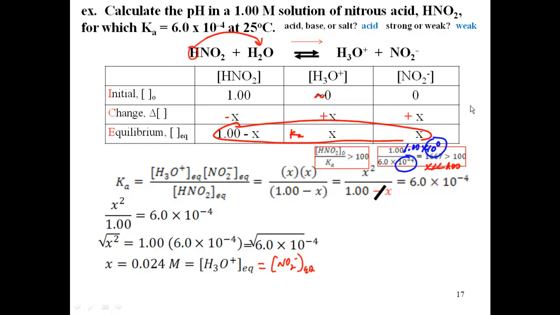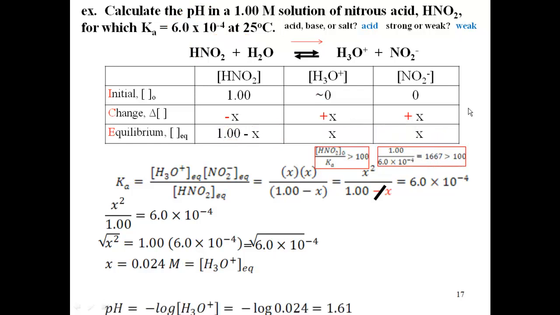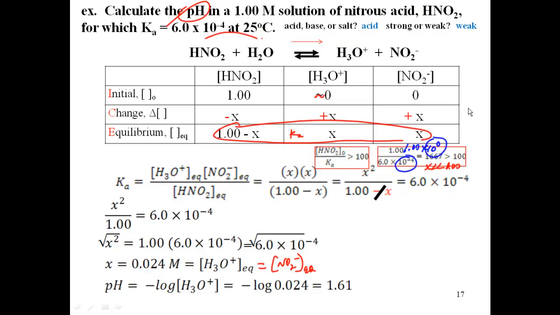My goal is pH. So now that I have my x value, which is the hydronium ion concentration, how do I figure out pH? Well, that's straightforward. That's your negative log of your hydronium ion concentration, which is the negative log of 0.024. Sig fig wise, since I have 2 sig figs, it'd be 2 past the decimal, which is 1.61.